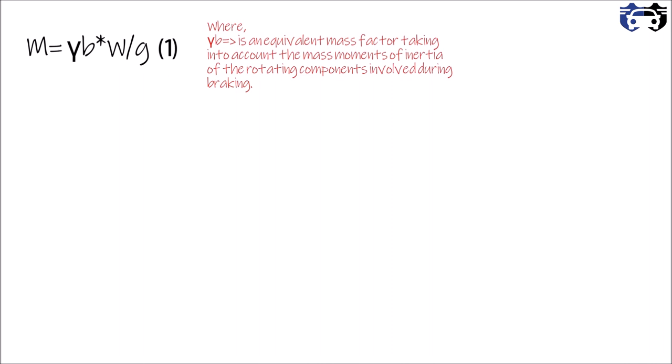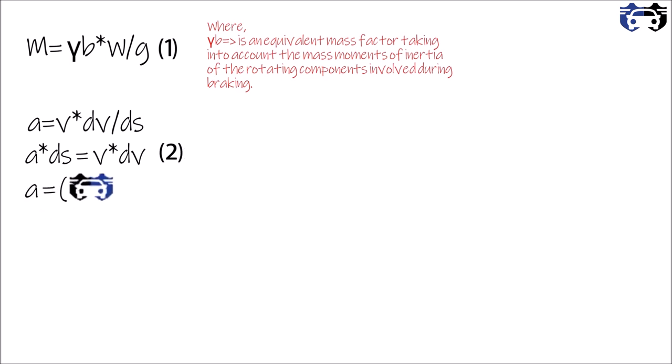Now, acceleration is given by v into dv by ds. Here, deceleration is a. A into ds equals v into dv. This is our equation 2. Now, acceleration will be equal to (Fb plus sigma R) whole divided by m. This is our equation 3. Basically, it is acceleration equals force by mass.